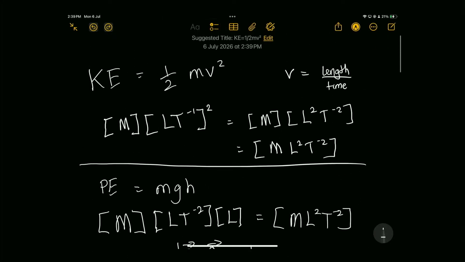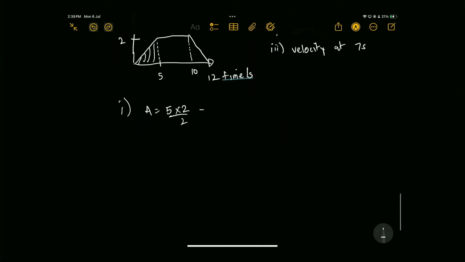So let me write it with the units. Equals 5 seconds times 2 meters per second, so the seconds cancel, divided by 2. The 2 cancels, so we get 5 meters.